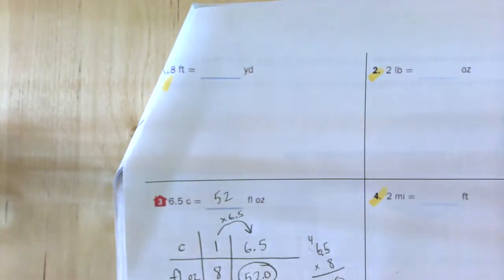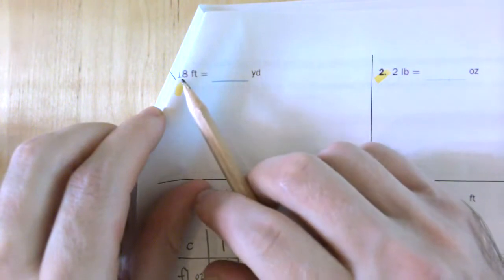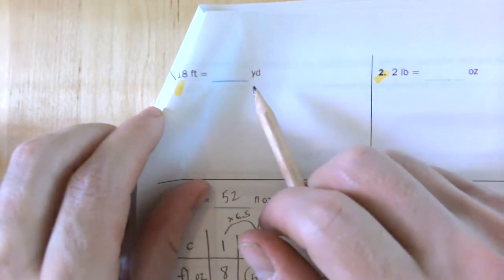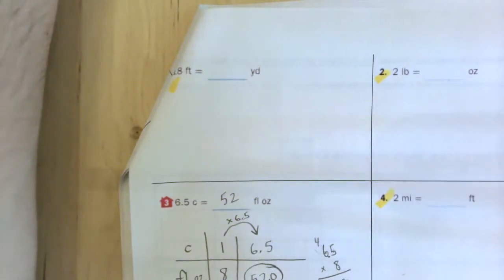I want you to take a moment, I want you to pause the video, and I want you on your own to try to convert 18 feet to yards. When you're done, when you've solved it, unpause it, and we'll see if we got the same thing. So take a second, pause the video right now, try it on your own.